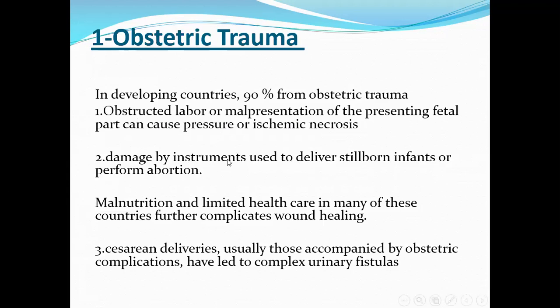Or they use instruments to facilitate labor, for example, forceps or ventouse delivery, or they do the curettage during instrumentation. There is a trauma to the genital system in addition to the urinary injury, so it results in fistula. So either by obstructed labor with necrosis and sloughing of the tissue, or damage by instruments, either in obstetrics, for example, forceps or ventouse, or during gynae procedures, and by cesarean deliveries. In cesarean delivery, due to the proximity of the bladder and the uterus, there may be fistula formation. And usually this is of complex type. There will be complex high fistulas.